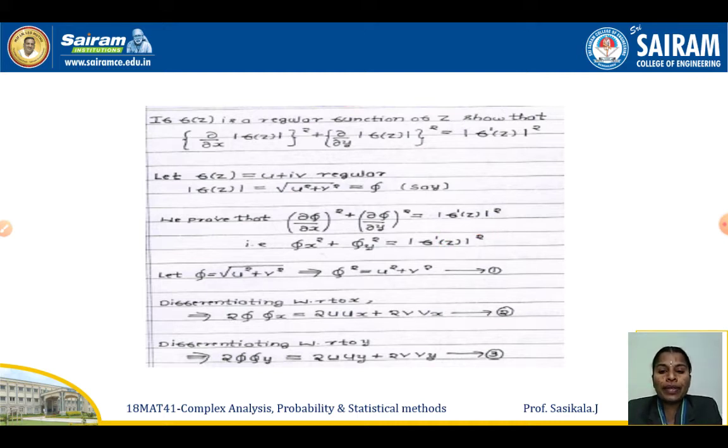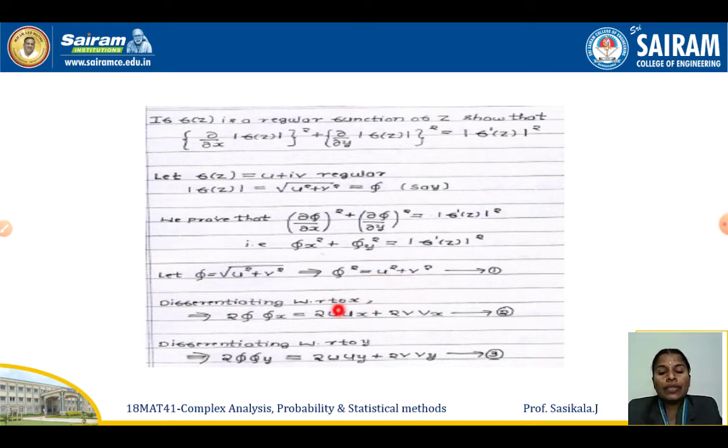Now you can see I can write it as phi x square plus phi y square. So first I should find phi square. From phi you can write phi square, because it is easy to take a differentiation. That's why we are taking a square. So phi squared equals u square plus v square.